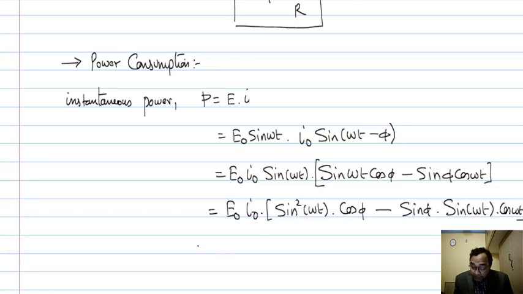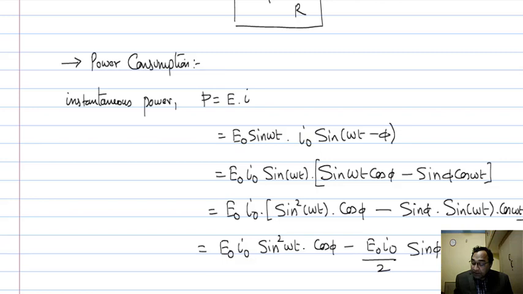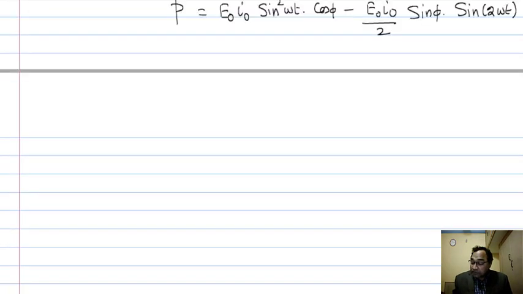Further simplified, we can write it as E naught I naught sin square omega t into cos phi minus E naught I naught by 2 and sin phi, and I can write this as sin of 2 omega t. Closely observe, this equation of instantaneous power is a function of time. So now our aim is to find average power.